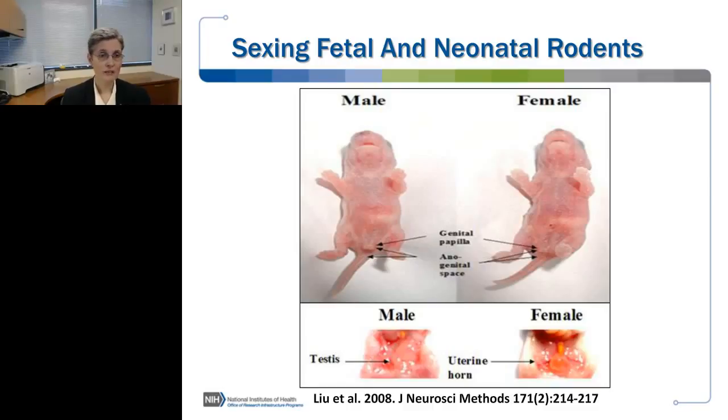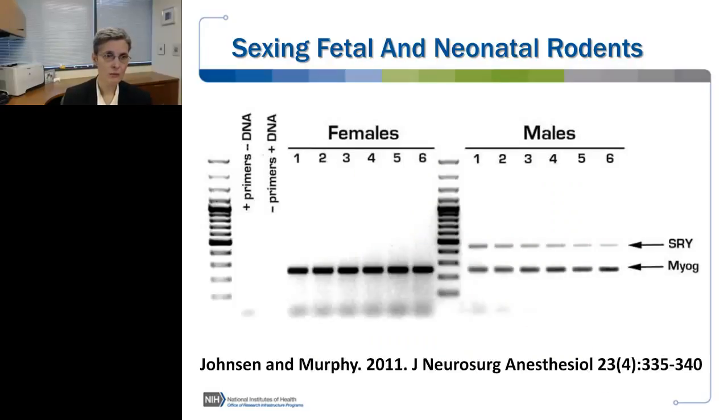And we use many of the same visual cues that we use in the adult animals. We look at genito-anal distance, and we look for the presence and absence of the testes and the uterine horn in these animals. And we do a lot of training with our technicians to make sure that they're comfortable sexing fetal and neonatal rodents. Like many skills, it just takes practice. While we're training people to learn how to sex fetal and neonatal rodents, we validate their training by actually doing PCR to confirm that they've correctly identified the sex of the animals.